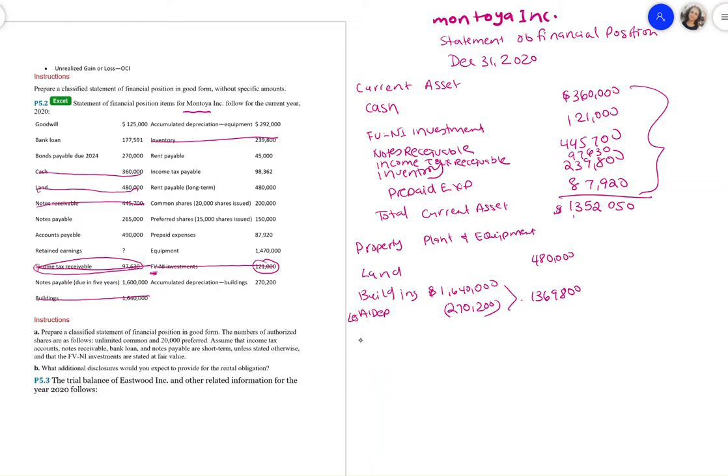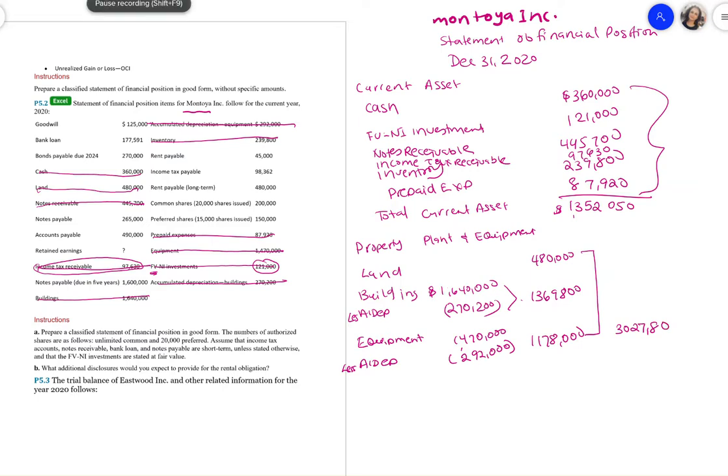Then the next one that you have is equipment, and we should have an accumulated depreciation on the equipment, which we do have. Equipment is going to be 1,470,123, and my accumulated depreciation is a less, and that is 292,000. That is equal to your 117,800. So you're going to add up all three, and that's the total of your property, plant, and equipment.